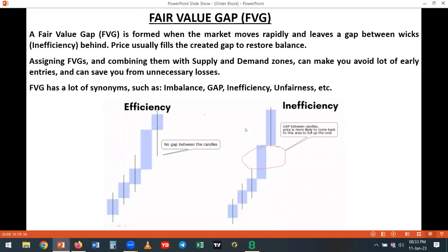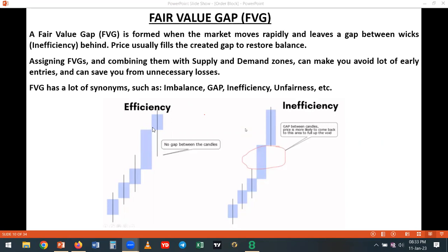Fair value gap. A fair value gap, short for FVG, is formed when the market moves rapidly and leaves a gap between wicks. The gap between wicks is called inefficiency. Price usually fills the created gap to restore balance. Assigning FVGs and combining them with supply and demand zones can make you avoid lots of early entries and can save you from unnecessary losses.